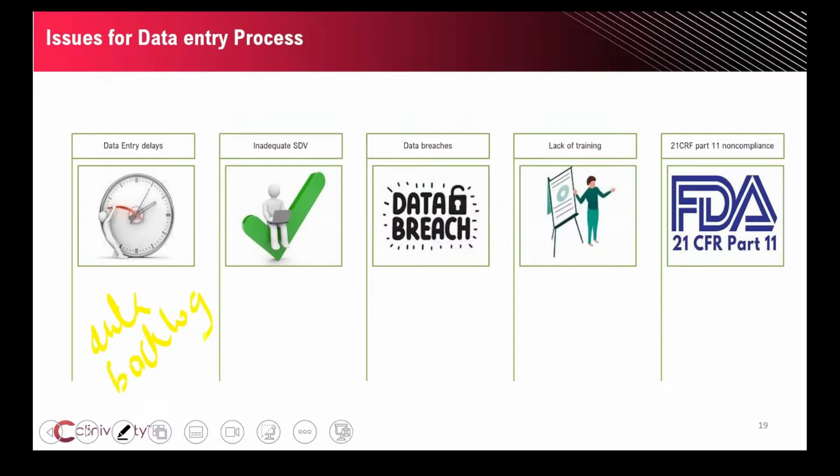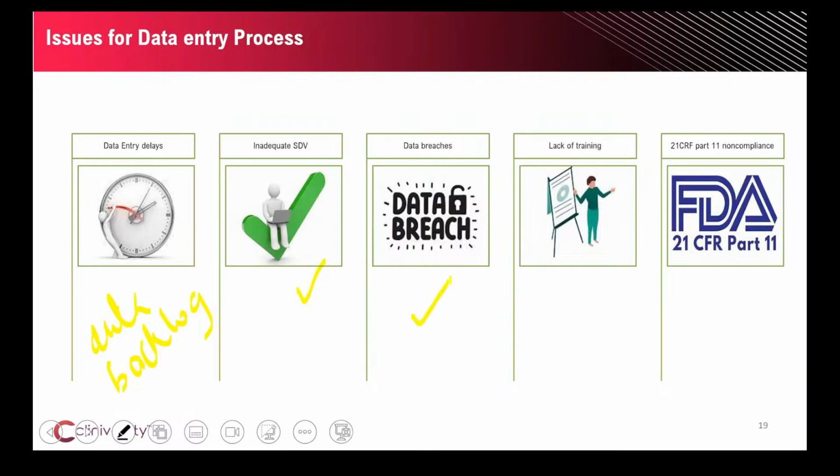Then comes inadequate SDV. Now, SDV means basically source data verification, where the source is compared against your EDC entered data to see if these two are matching or not. If the CRA does not perform this activity correctly, there will be discrepancies in the eCRF which are not matching with the source and can result in discrepancies going unnoticed.